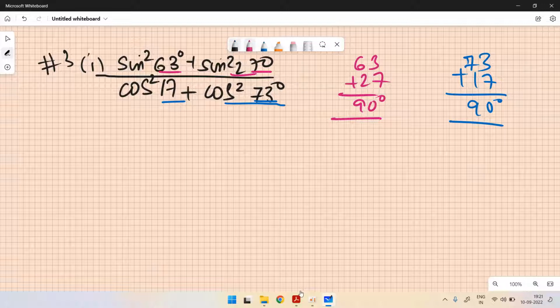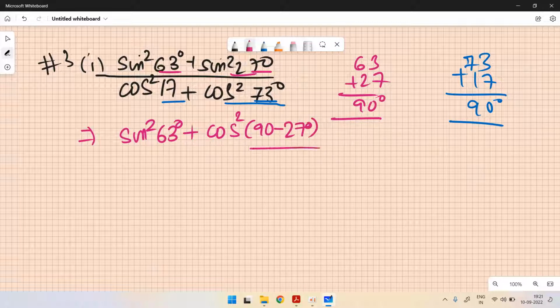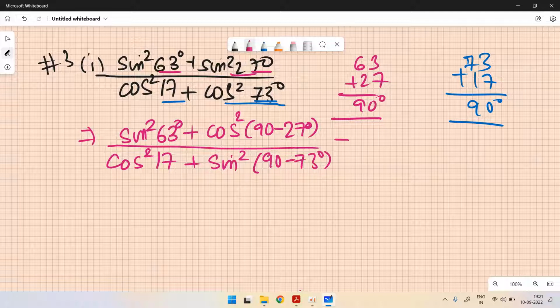So from here, the numerator becomes: sine square 63 degree, plus, you can write this as cos square of 90 minus 27 degree, which is cos square 63 degree. In the denominator, I am taking cos square 17 degree plus, in place of cos square 73, I will write sine square of 90 minus 73 degree.